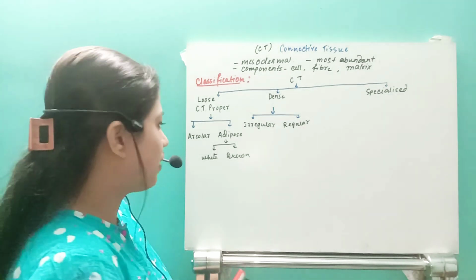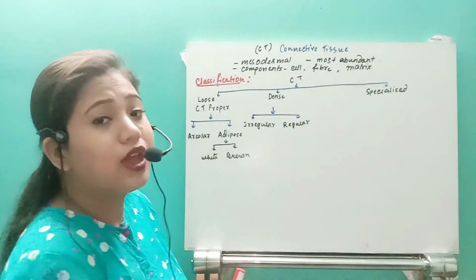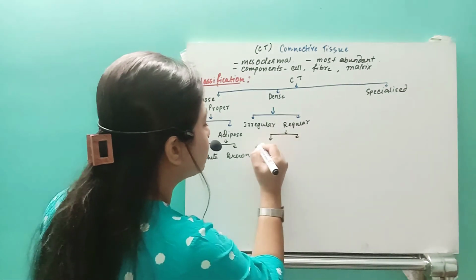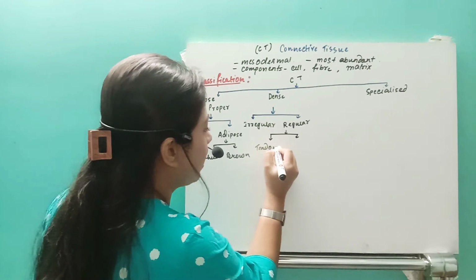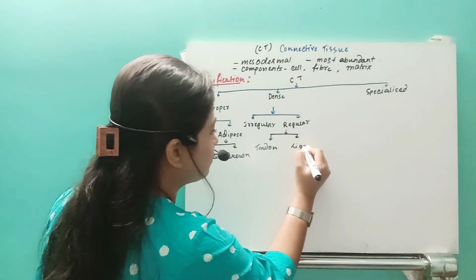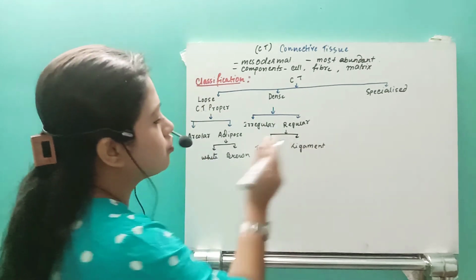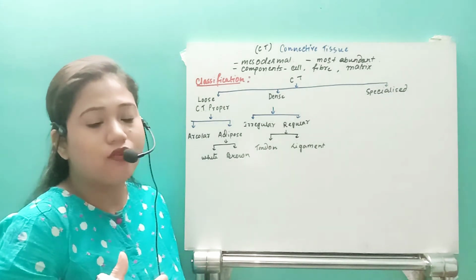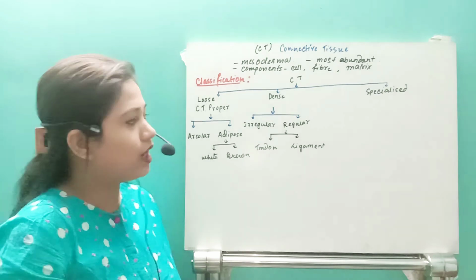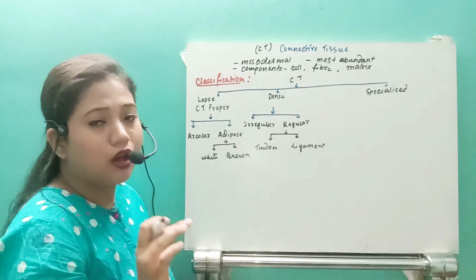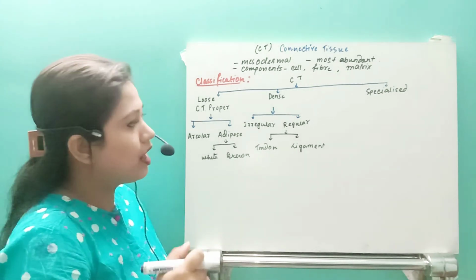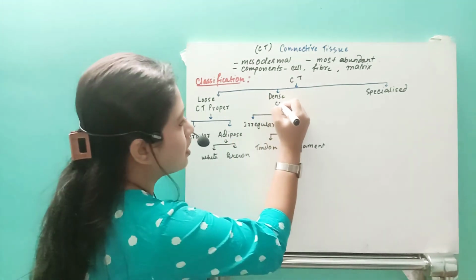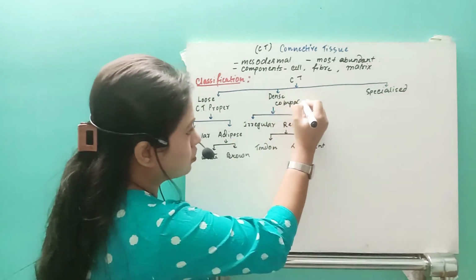But yes, this regular dense connective tissue can be further divided into 2 types. One is known as tendon, and the second one is known as ligament, right? So never think that the tendon and the ligament are some type of bony structures. No, it is not a type of skeletal structure. It is one type of dense connective tissue where the cells are compactly arranged.